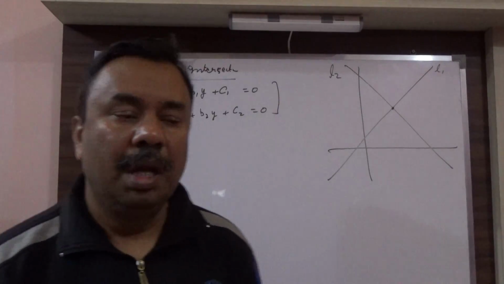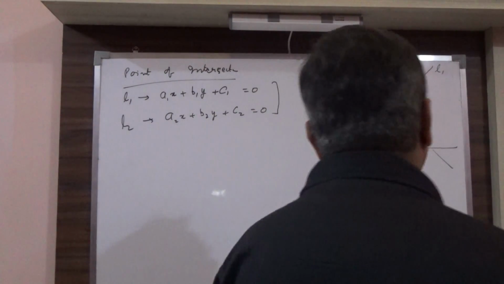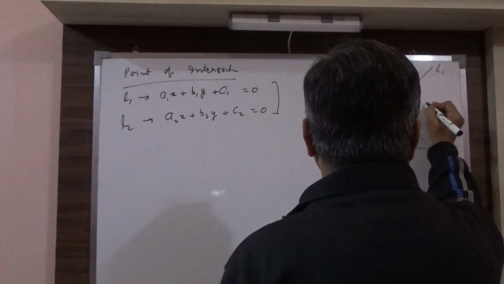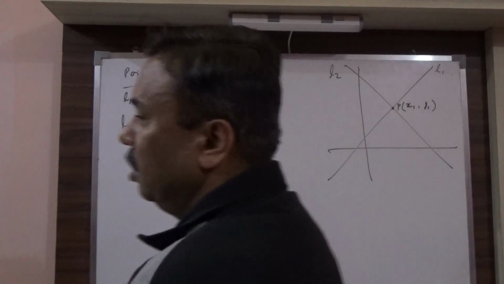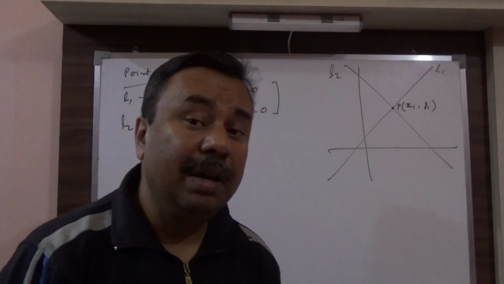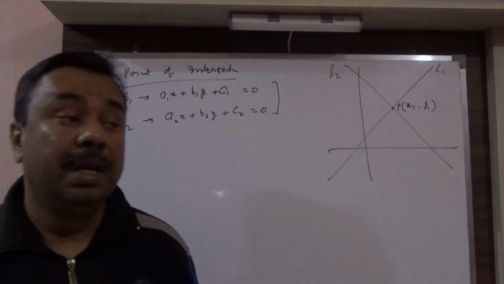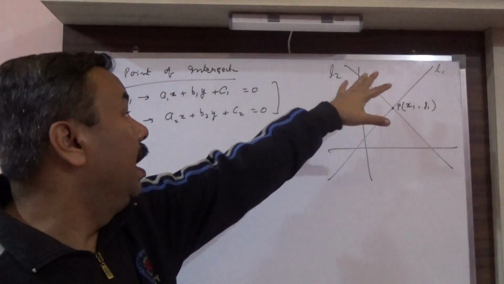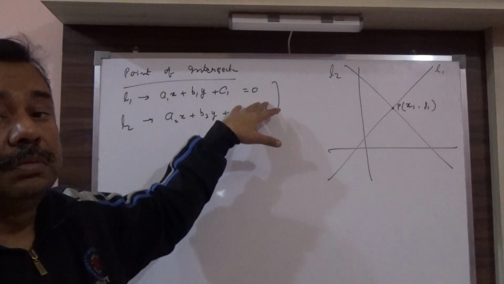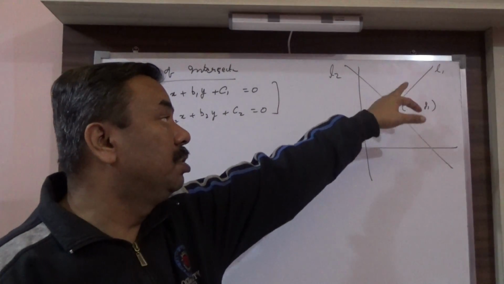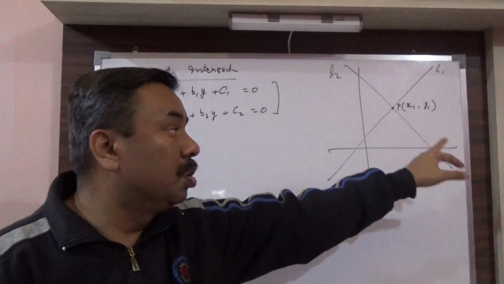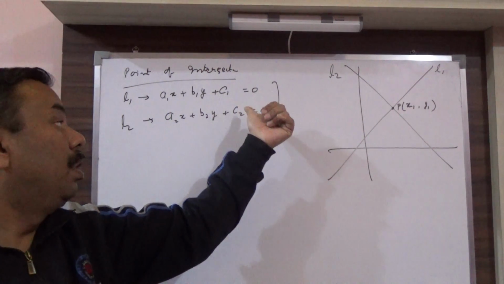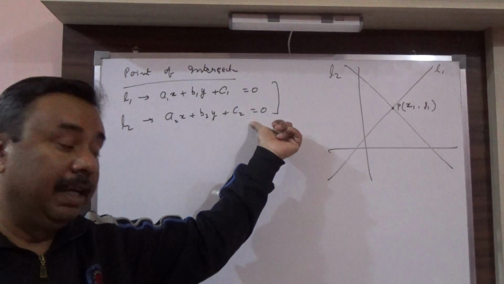Now you see, what is the speciality of this point of intersection, that is P. Suppose that these are the coordinates x1, y1. Obviously P is lying on the line L1, so the coordinates should satisfy the equation for line L1, that is the first equation. Similarly, this point is also lying on line L2, so the same coordinates will be satisfying the equation for line L2, that is my second equation.